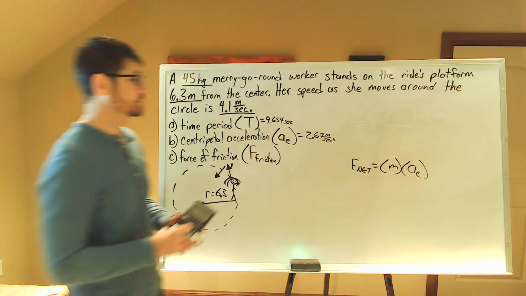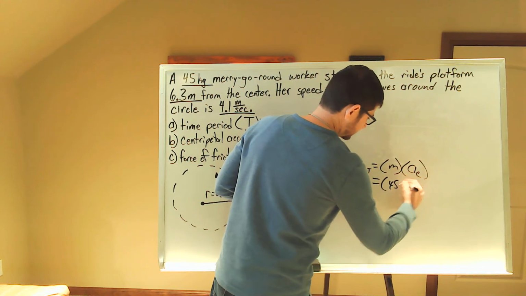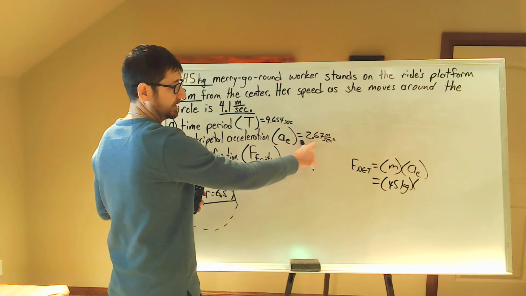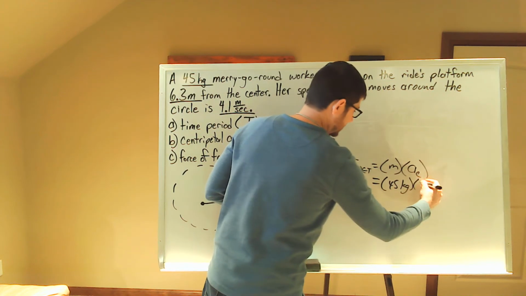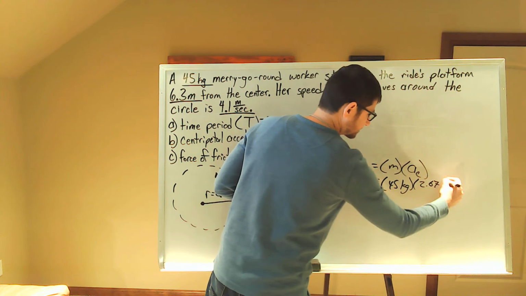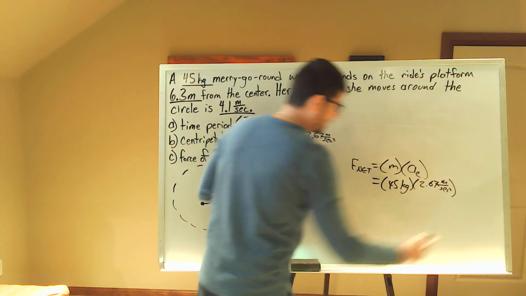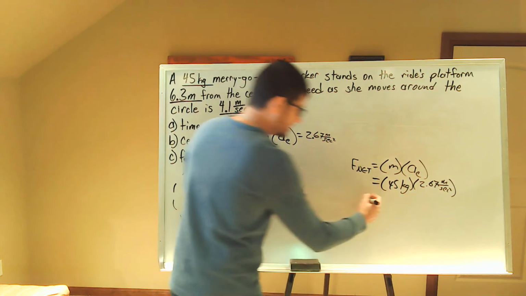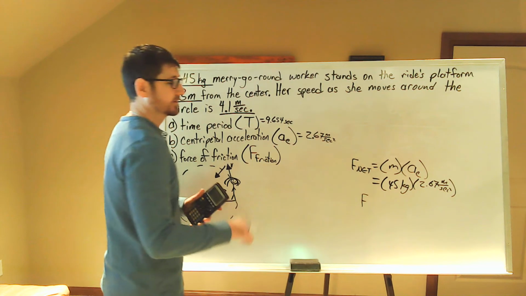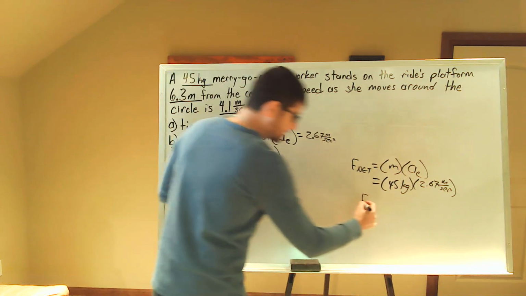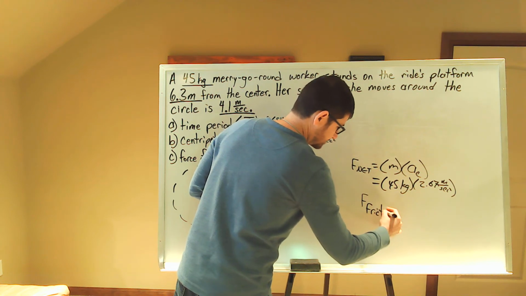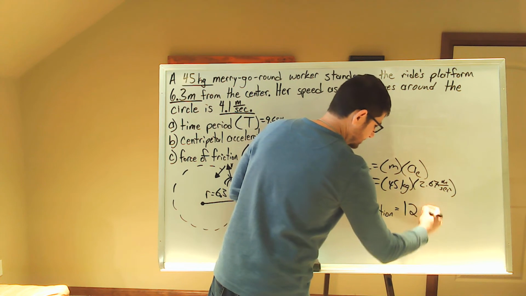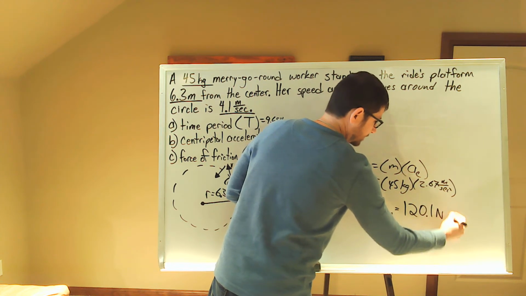So the mass of our friend is 45 kilograms. Our centripetal acceleration, so we're going to use the calculated value for centripetal acceleration, 2.67 meters per second squared. So times, and my net force, which the agent of the net force is the force of friction, is equal to 120.1 newtons.